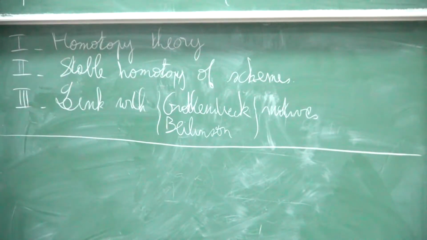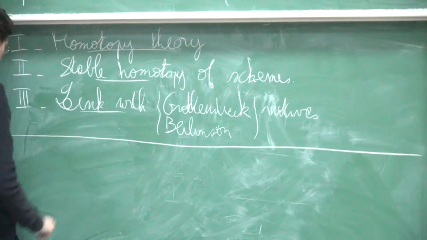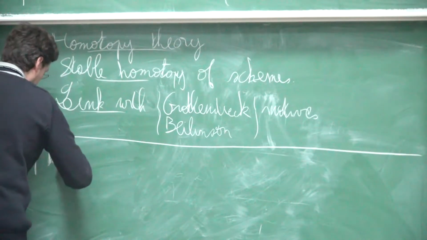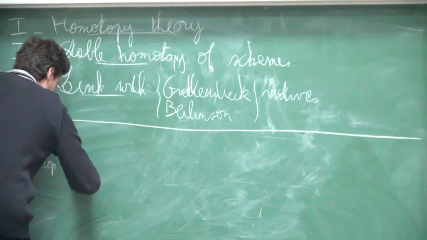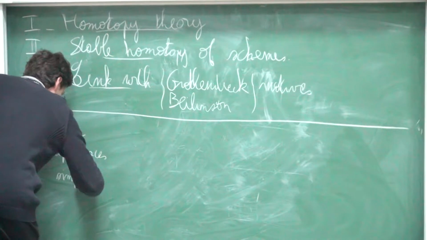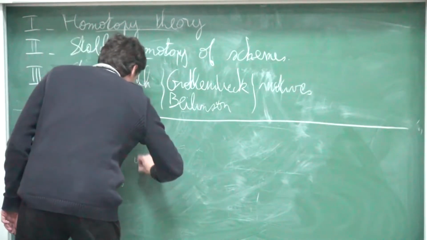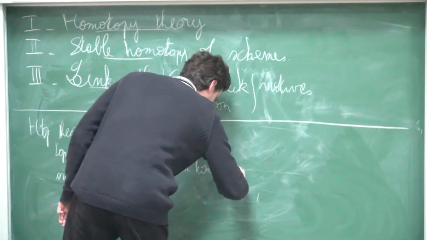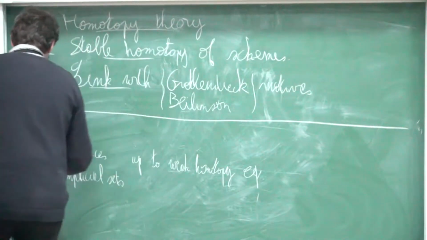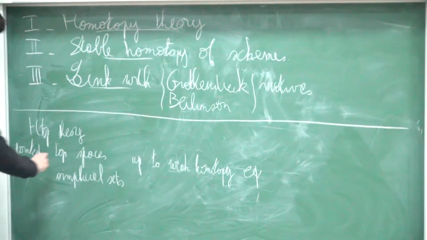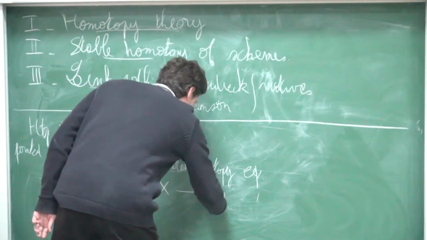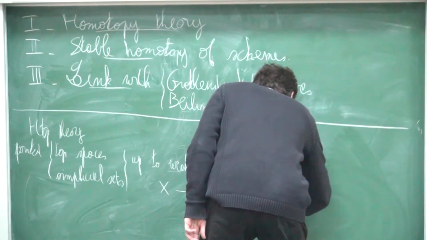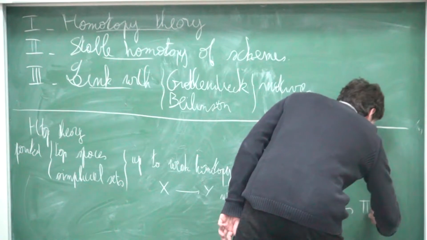So just let me recall briefly the theorem that I have in mind in homotopy theory. Maybe it's not so well known. In homotopy theory, I usually consider topological spaces or equivalently simplicial sets up to weak homotopy equivalences. And usually I'm always considering pointed topological spaces or simplicial sets. A weak equivalence of topological spaces is just a continuous map which induces an isomorphism on pi_i for any i.